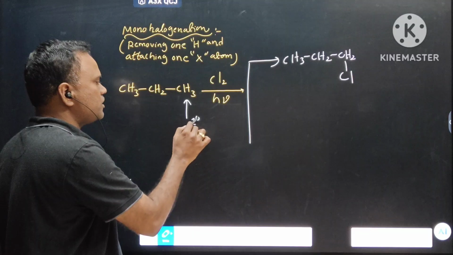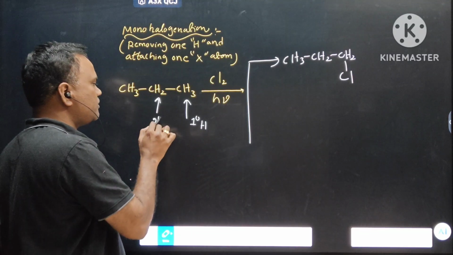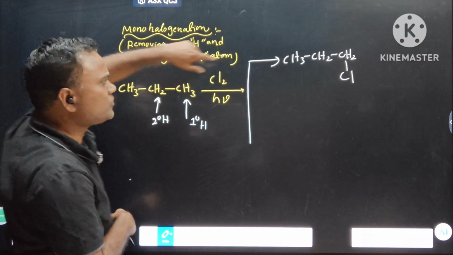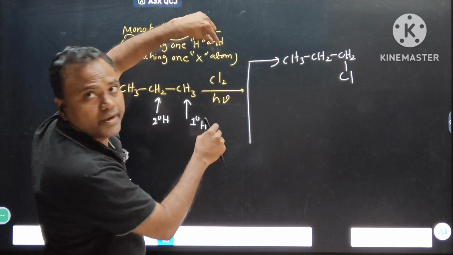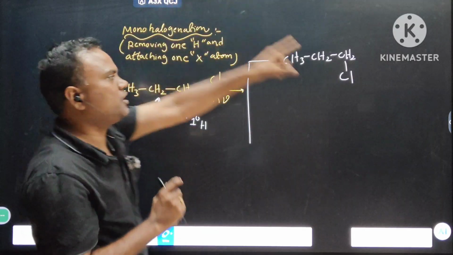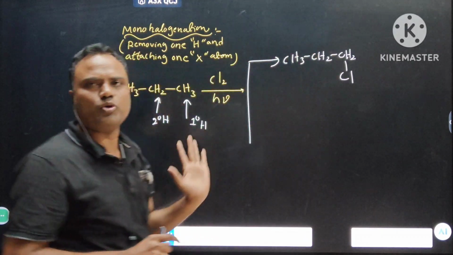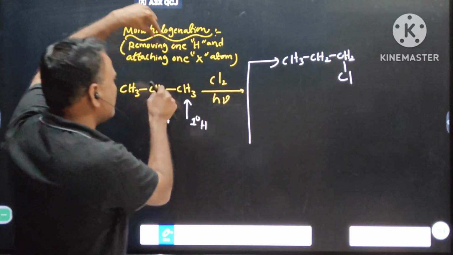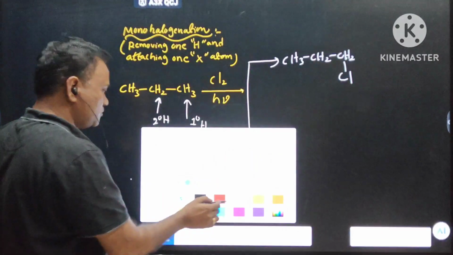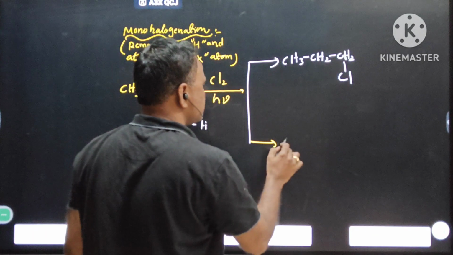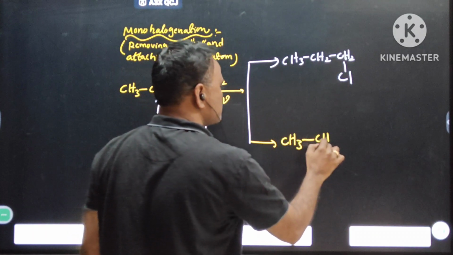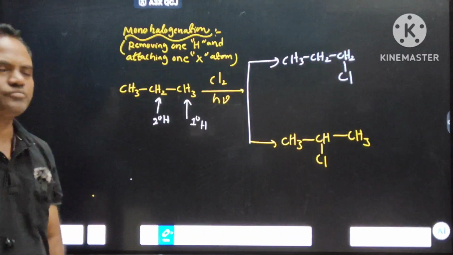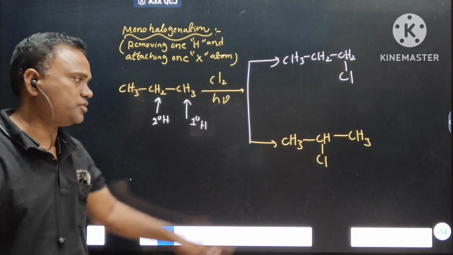This is primary hydrogen, right? This is secondary hydrogen. Remove secondary hydrogen and attach halogen. First, we removed primary hydrogen and attached halogen. Then we got one product. What is its name? 1-chloropropane. This is secondary hydrogen. Remove secondary hydrogen and attach halogen. This is another product. This is 2-chloropropane.